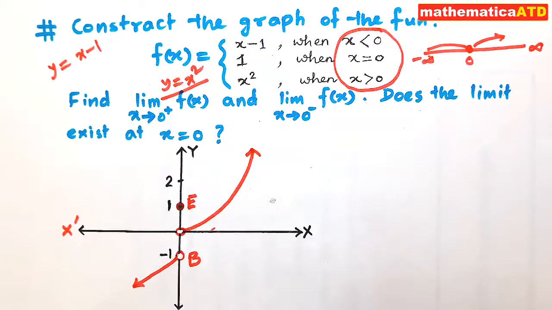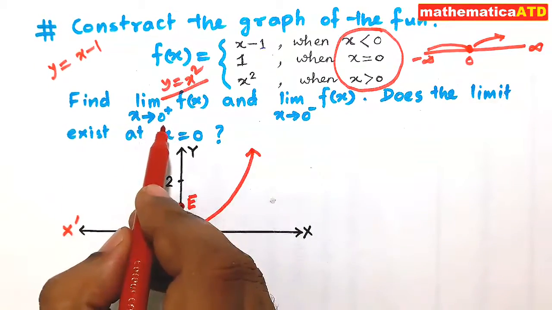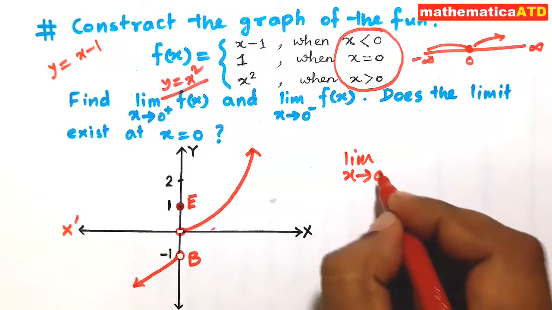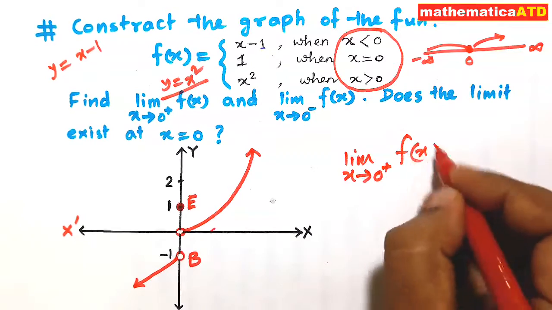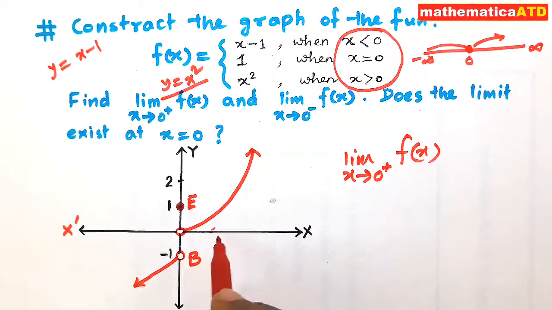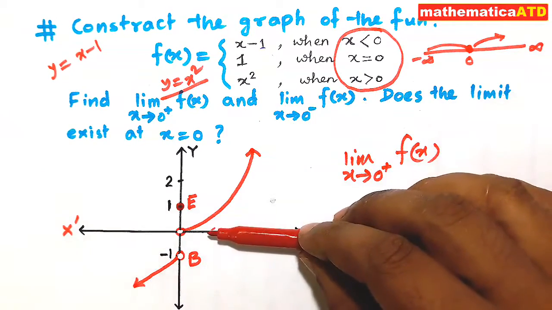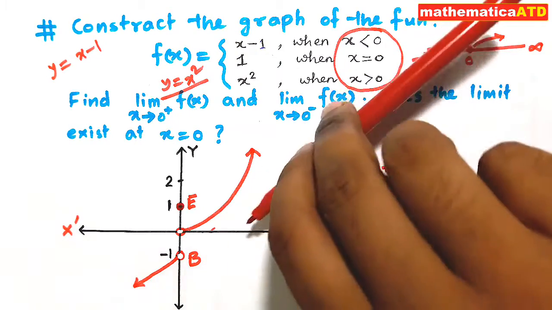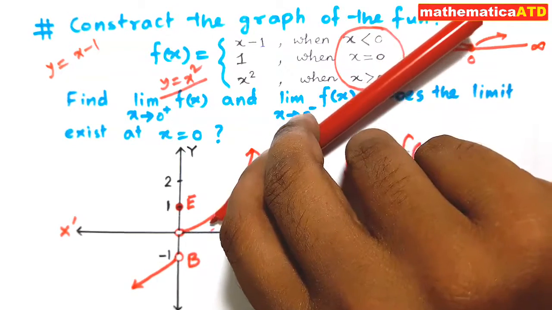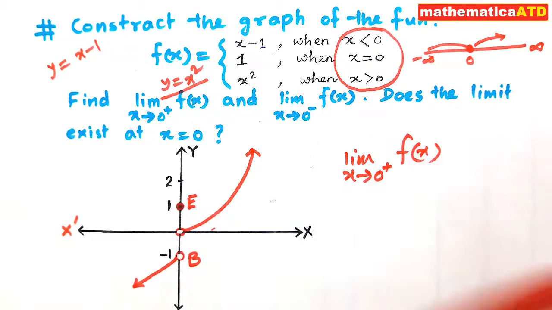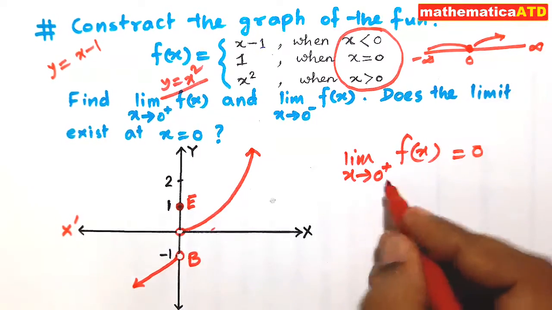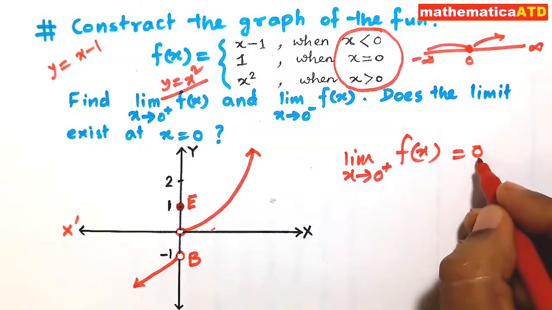Now the next part is we have to find the limit as x tends to 0 plus of f(x). What is 0 positive? Actually, we have to proceed from the right side of 0. When we proceed to 0 from the right side of 0, we are proceeding on this graph, and the ordinate value will be equal to 0. So the limit as x tends to 0 positive of f(x) gets 0.